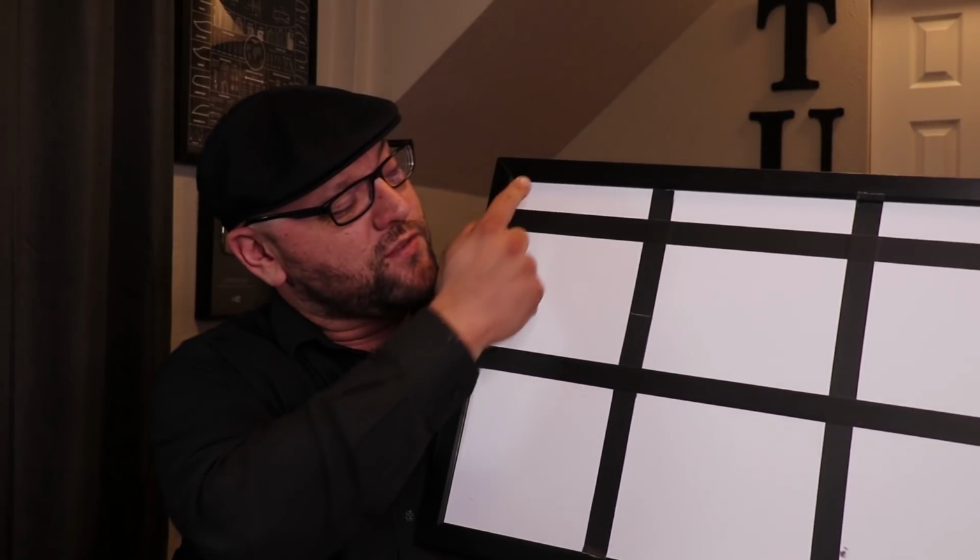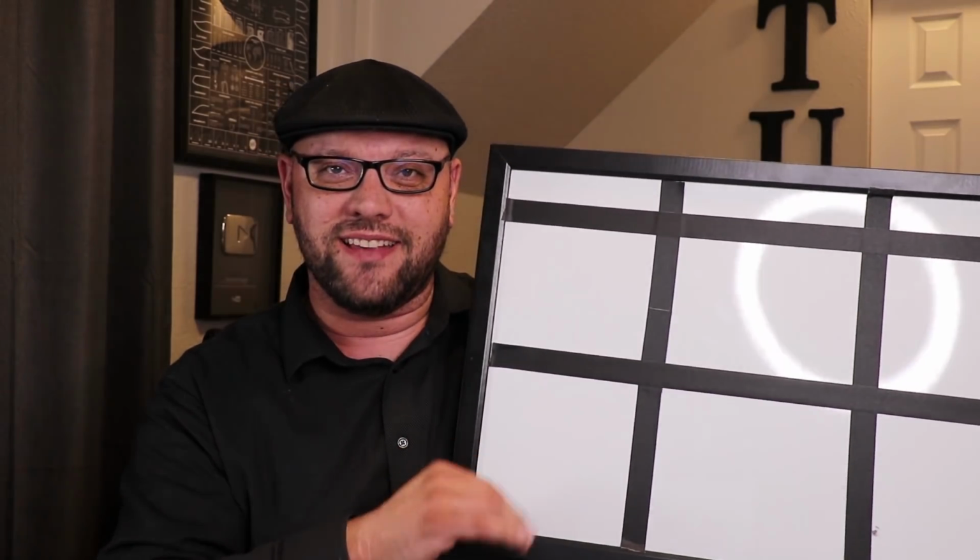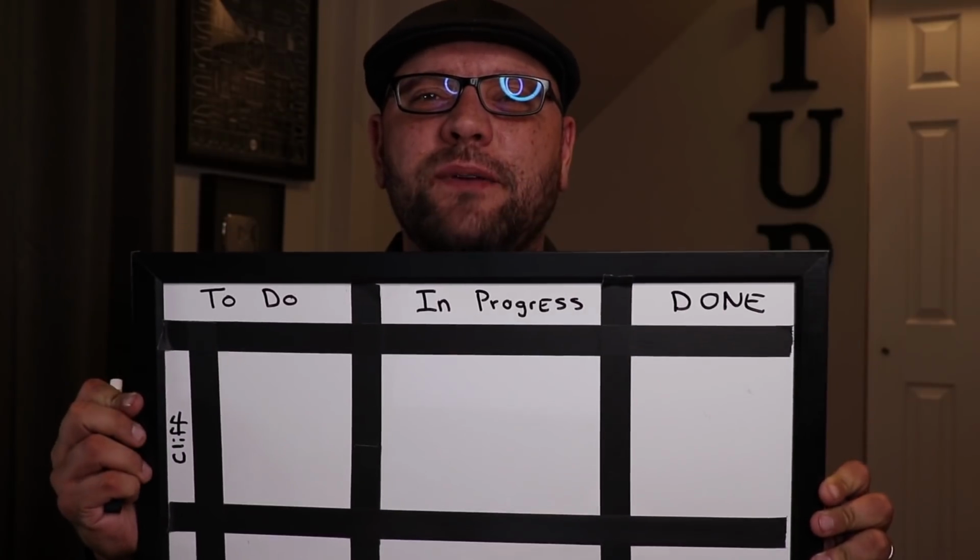Now I think I'm going to do the same strategy over here on the side to have the names of the people that are working on the various tasks. And there we go, here's our prepping Scrum board now. Now let's label everything. And there we go, we have our labels.